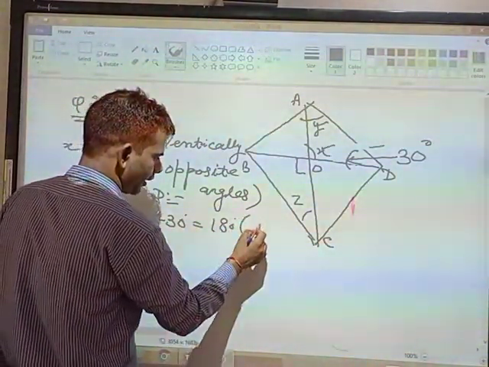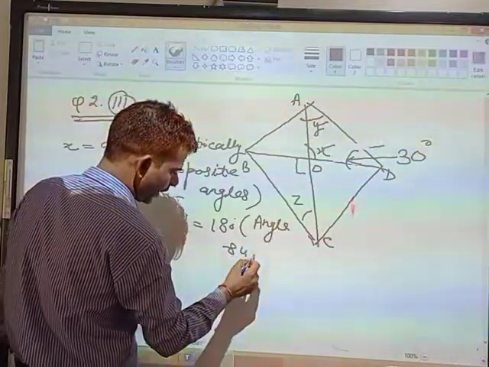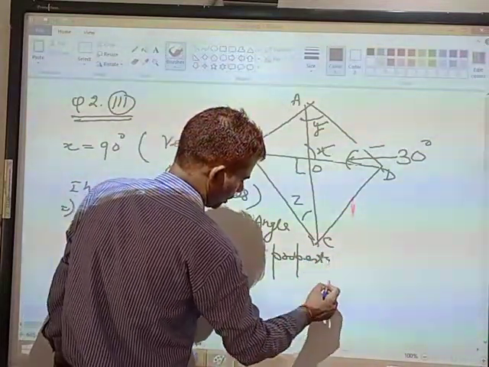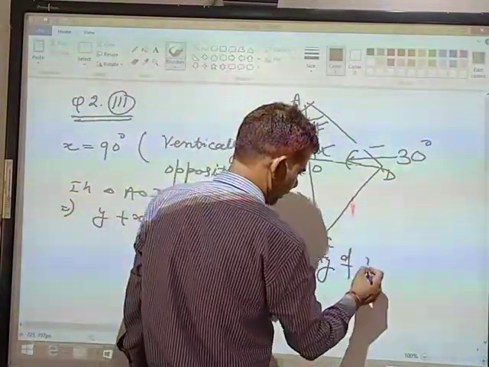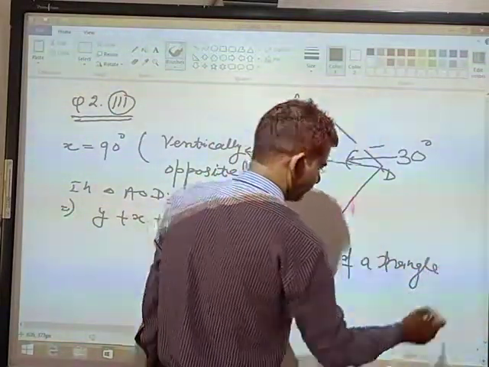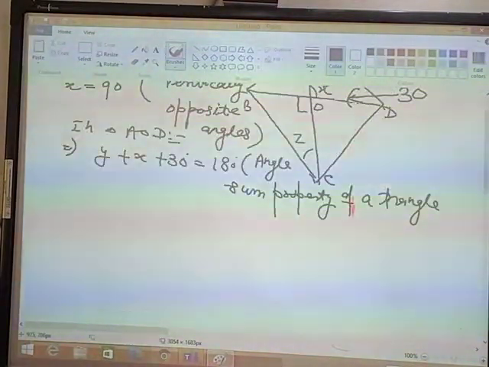By which property? The angle sum property of a triangle. Very good, angle sum property of a triangle.